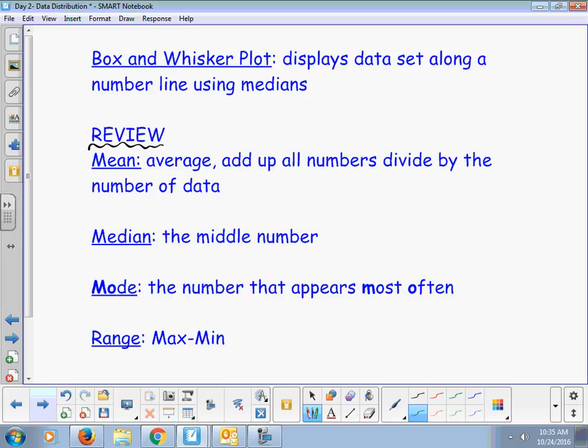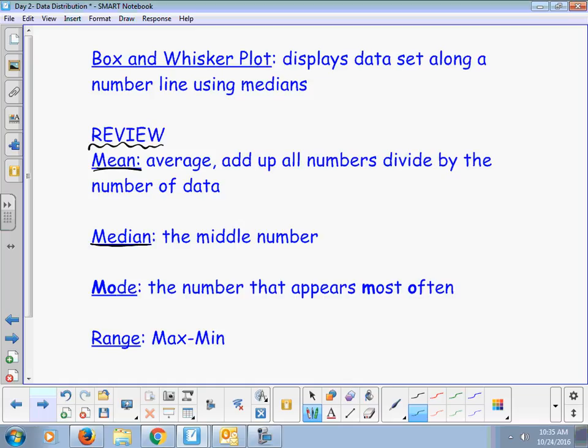Review. The rest of the vocabulary words should be a review from 6th grade. We have mean, which means average. You add up all the numbers and divide by the number of data. Your median is your middle number. You have to line up your data in order from least to greatest. Cancel one from each side to find your middle number.